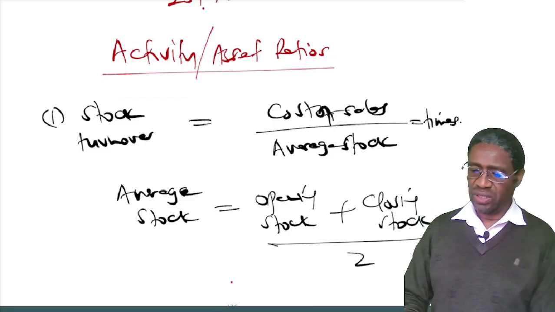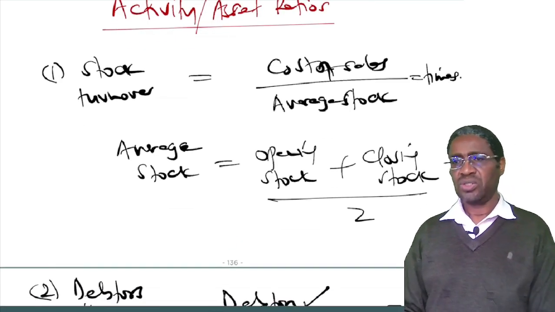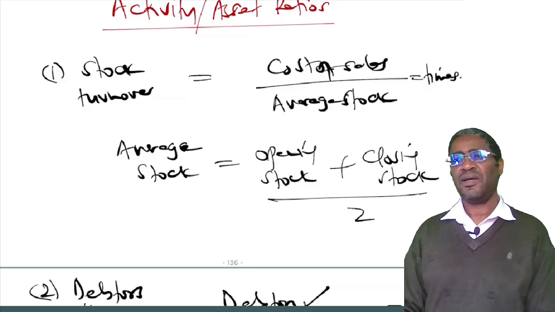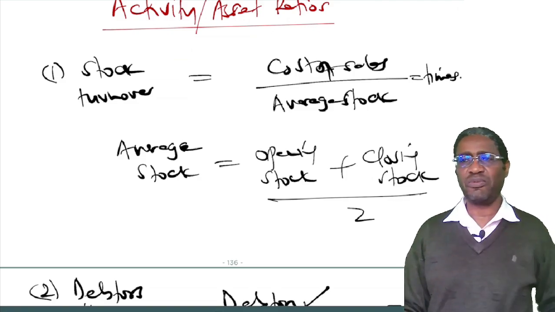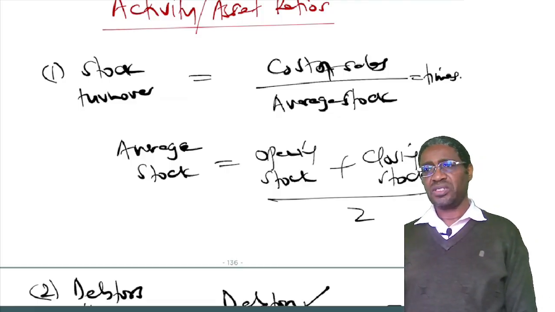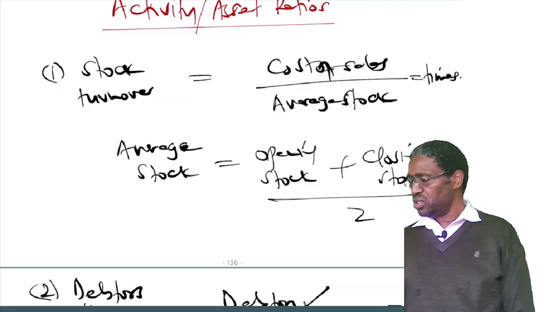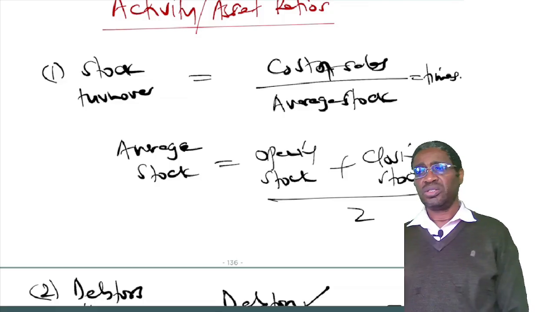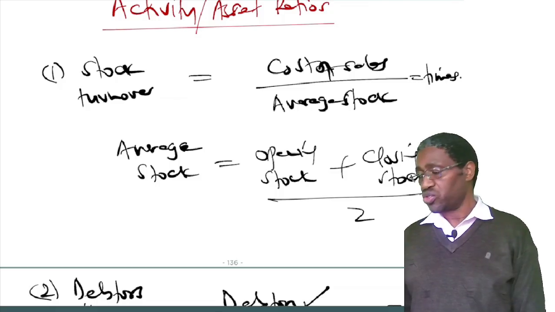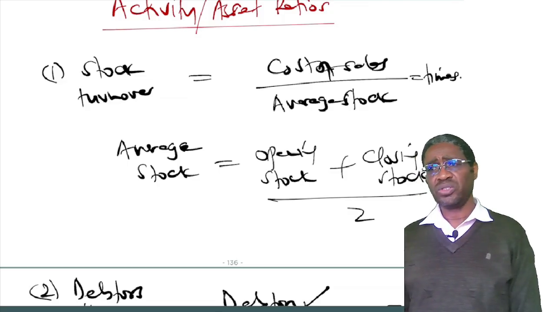Then you can put number 1, stock turnover. You don't need to derive anything there. Just copy the formula. We have said stock turnover equals cost of sales divided by average stock. Whatever answer you get, you say equals to times.